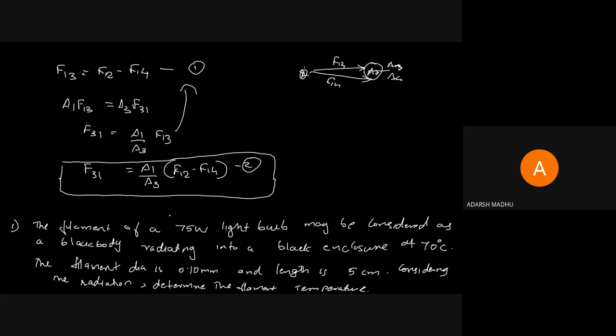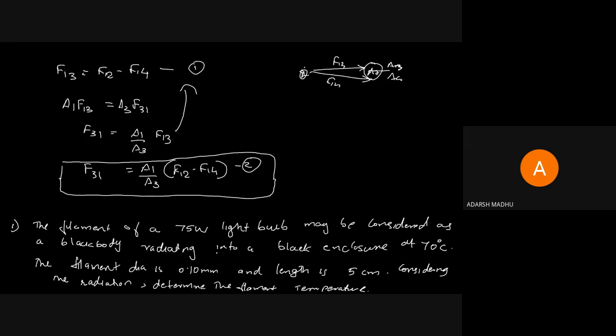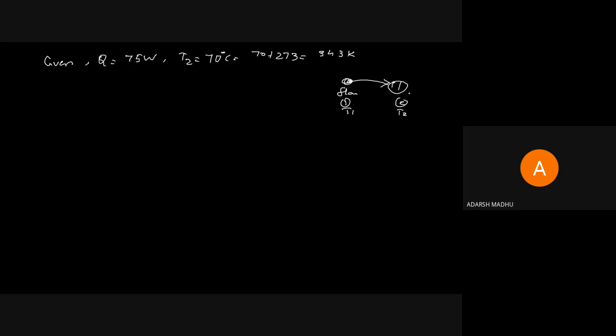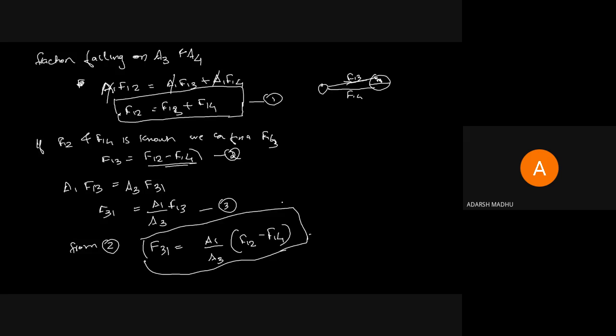The filament of a 75 watt light bulb is radiating into a black enclosure. So filament temperature is T1, enclosure temperature is T2. The filament temperature is the one we want to find out, that is T1. The given temperature is of the black enclosure, T2, which is 70 degrees Celsius.